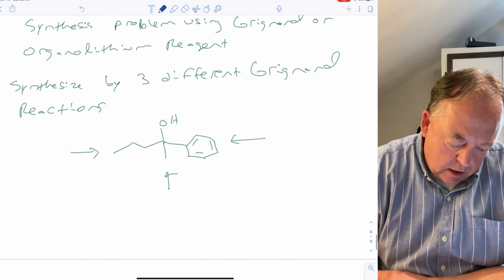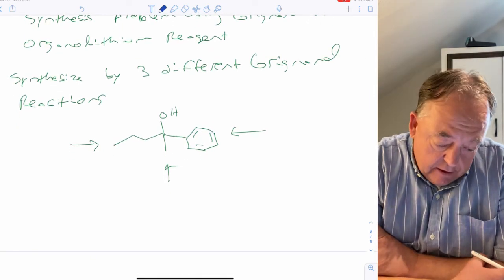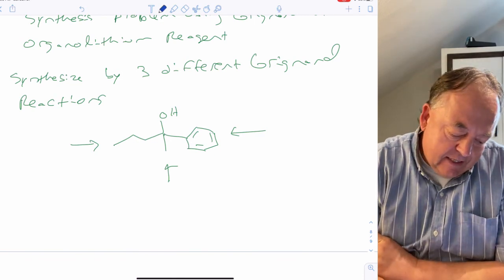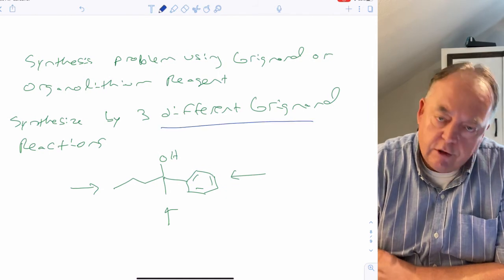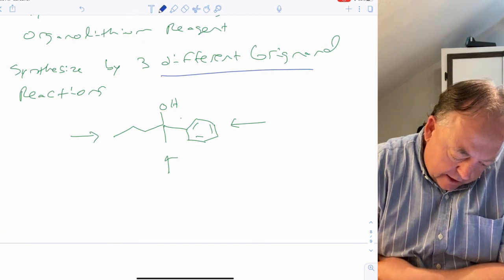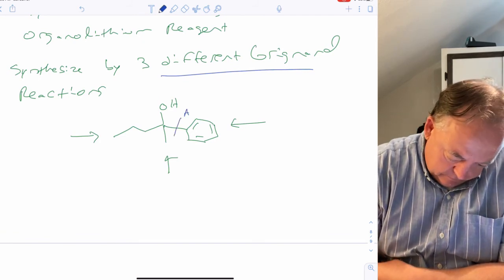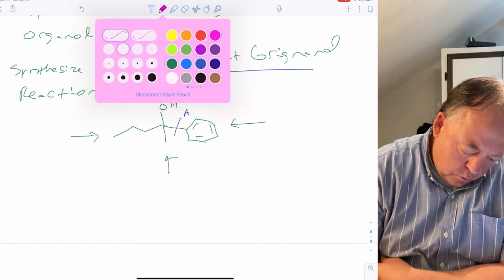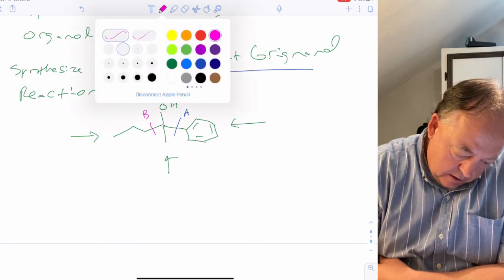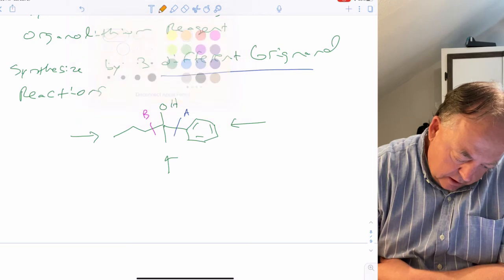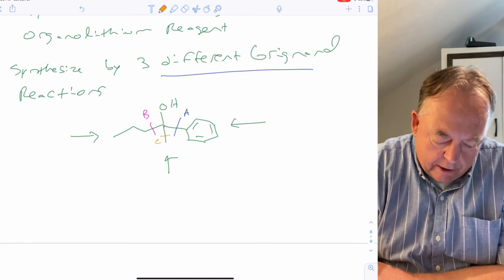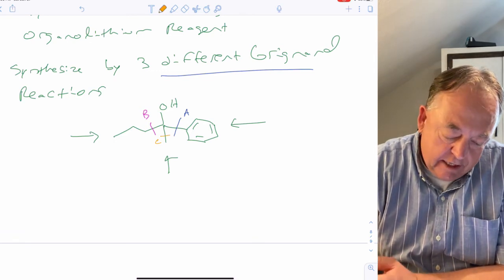Okay, so lastly, we looked at several reactions now of Grignard reagents. So let's do a synthesis problem. So let's take this tertiary alcohol and let's synthesize it by three different Grignard reactions. Okay, so the thing to recognize here is that we could have made this bond, so we'll call that A. Or we could have made this bond, so we'll call that B. Or we could have made, let's see, what do we need? We could have made this bond, so we'll call that C.